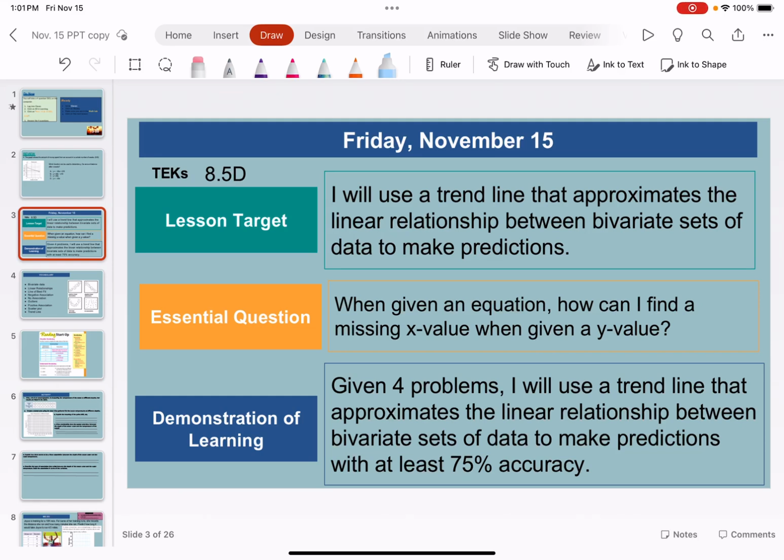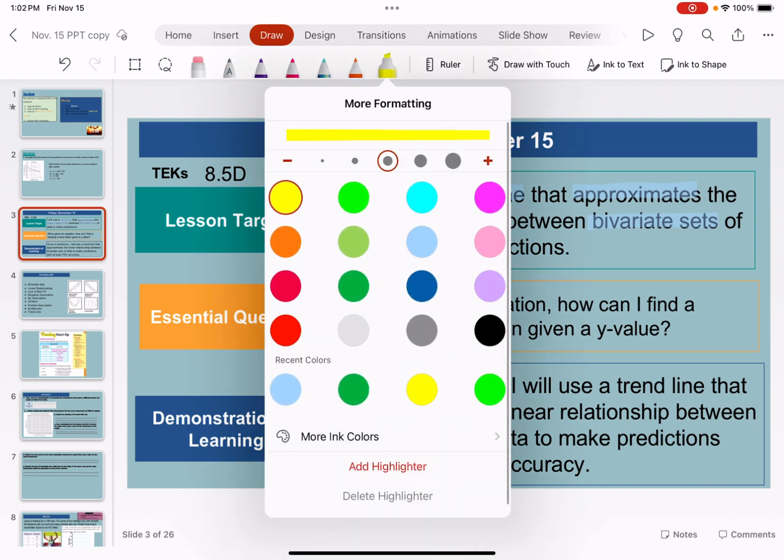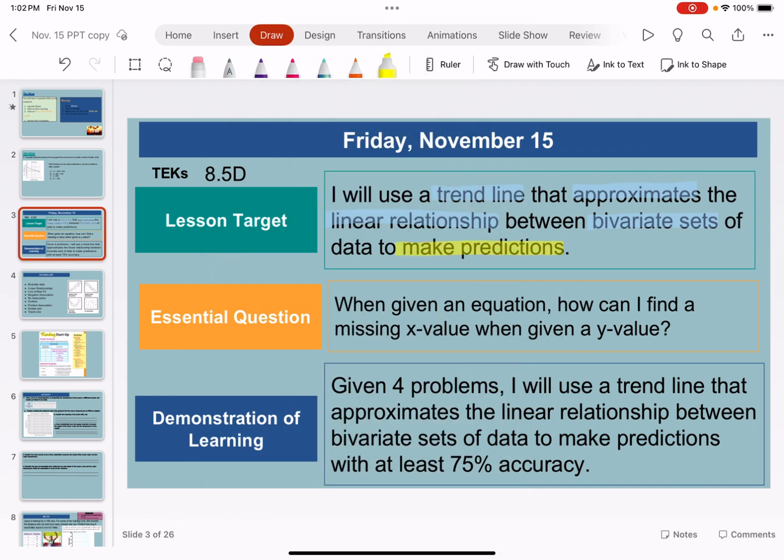Our lesson target is I will use a trend line that approximates the linear relationship between bivariate sets of data to make predictions. Okay, so our main thing that we're doing today is making predictions, and we're using a trend line to do so. Approximates just means estimates.